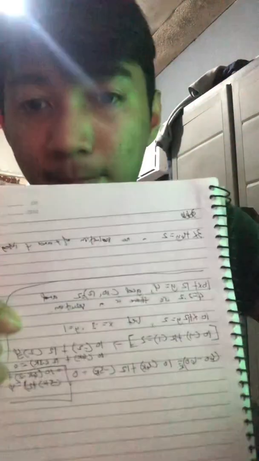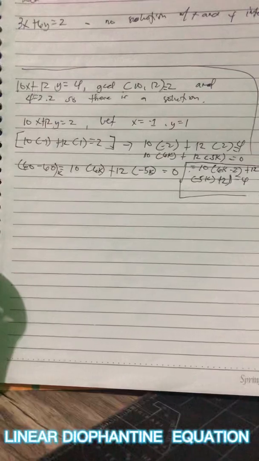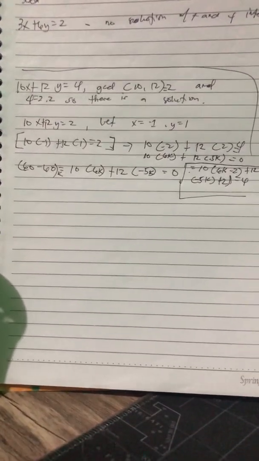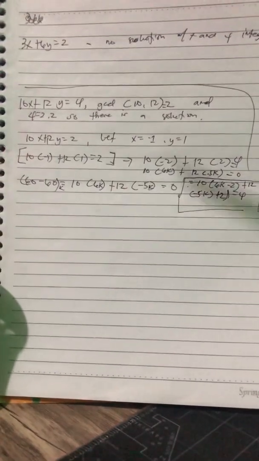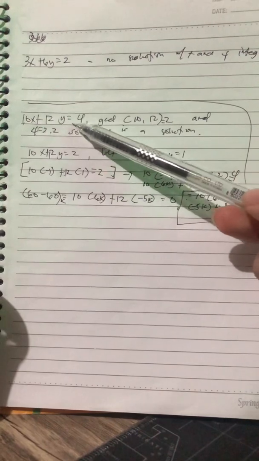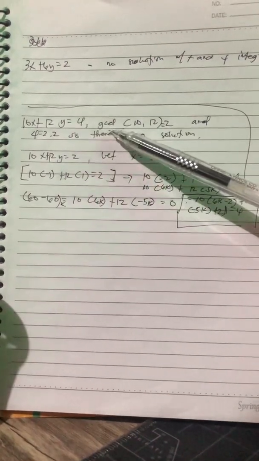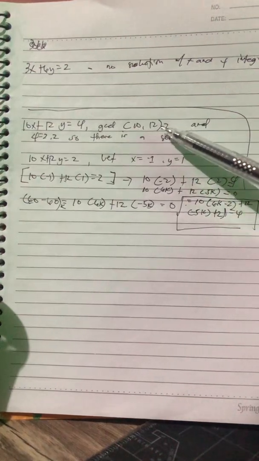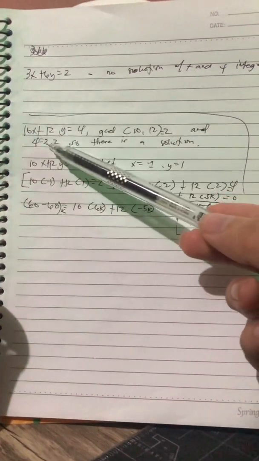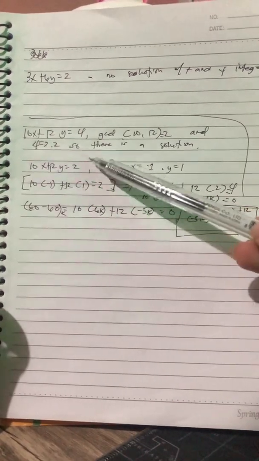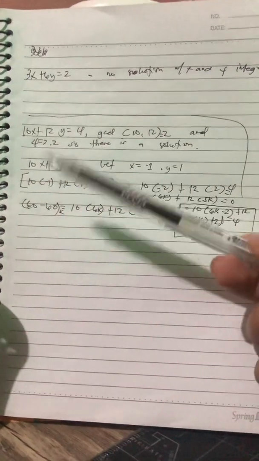And this is what I wrote. And this is my problem of my linear Diophantine equation. 10x plus 12y is equal to 4, and the GCD of 10 and 12 is equal to 2, and 4 is equal to 2 times 2, that's why there is a solution.